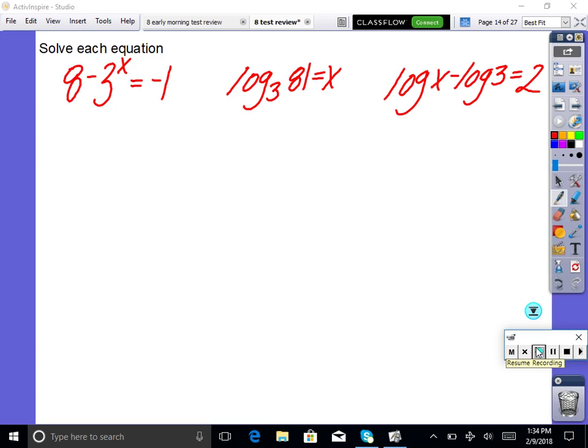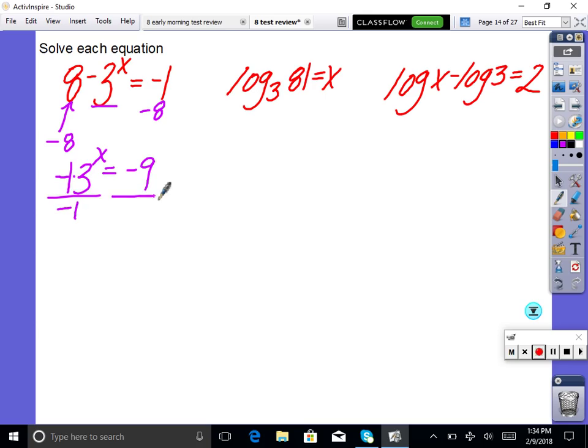We're solving, so every problem is different. We solve exponentials and logarithms by isolating the log or isolating the base. Now, keep in mind, looking at this one, we have to get 3 all by itself. So I'm going to subtract 8 from both sides. So I have -3 raised to the x equals -9. You cannot undo base 3 unless it's completely alone. So I've got to divide both sides by -1.